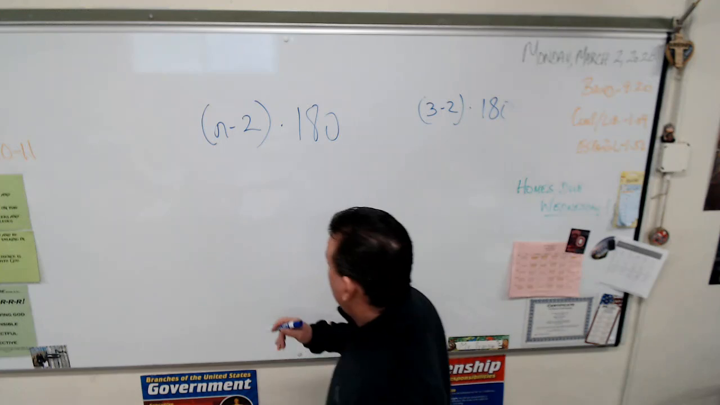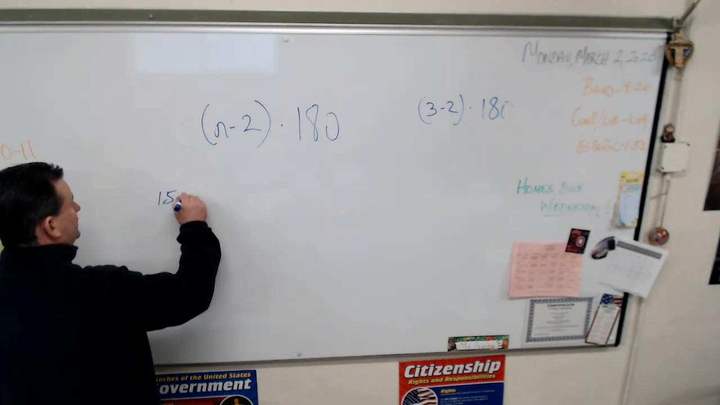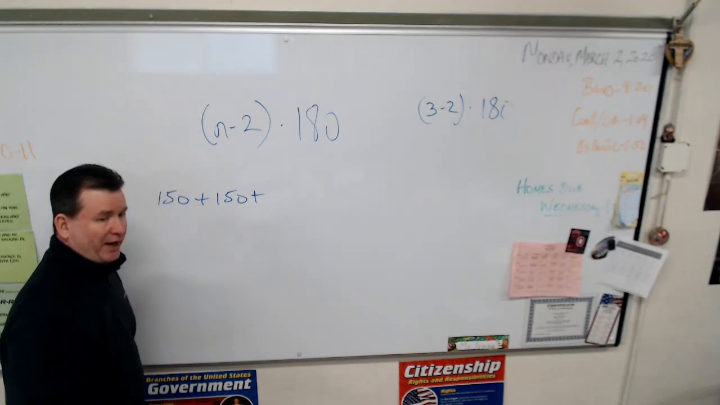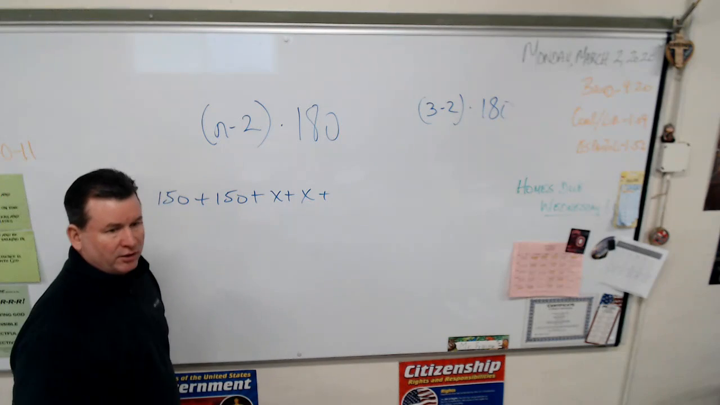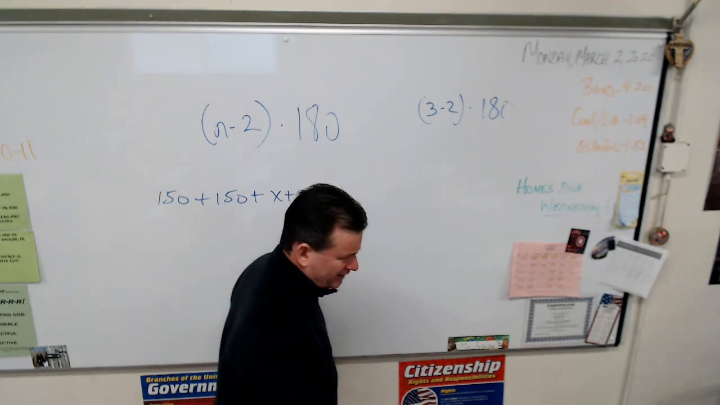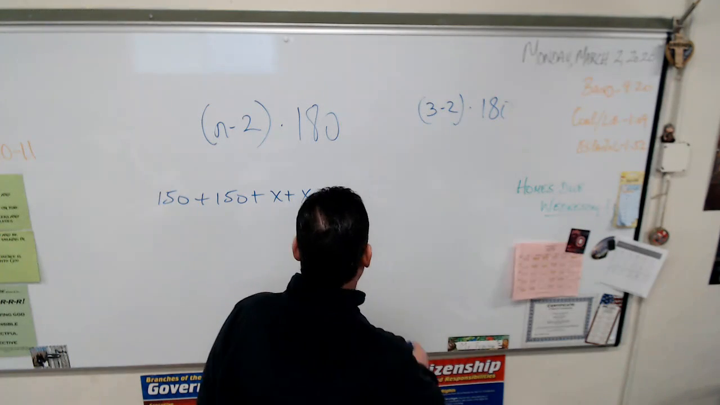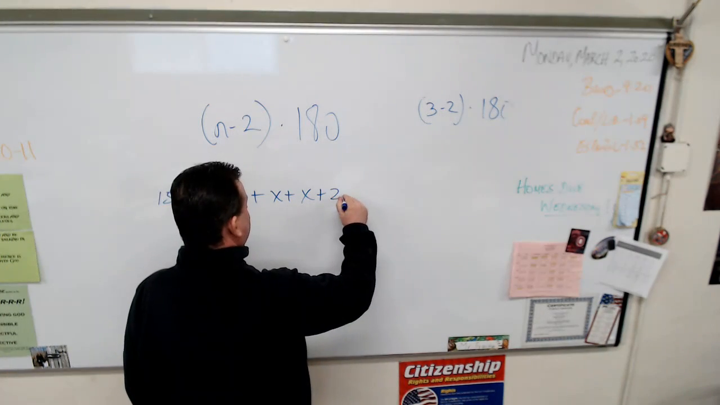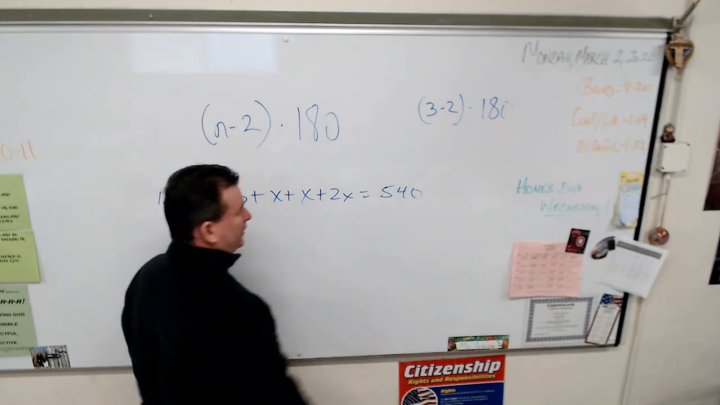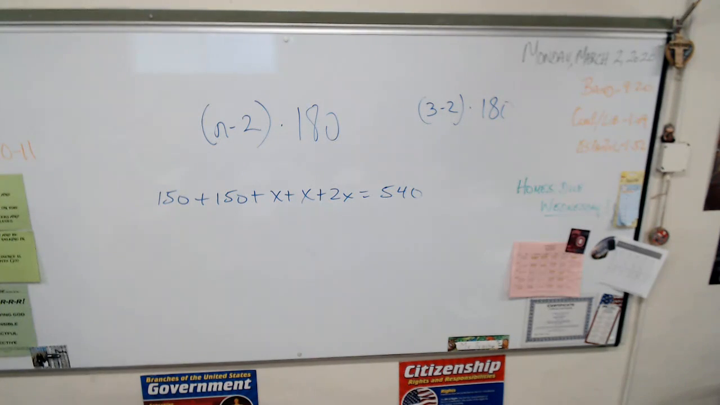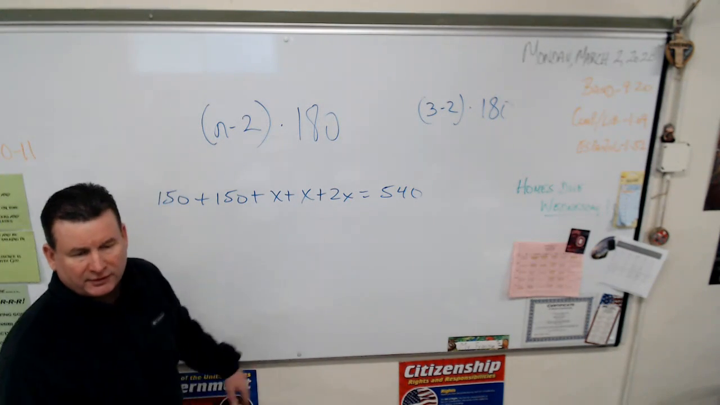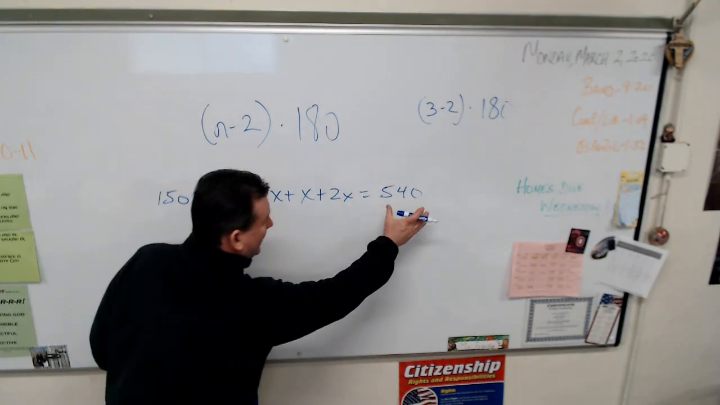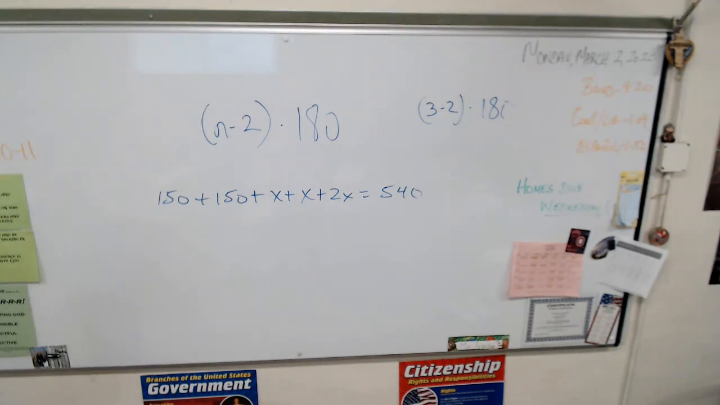What else do we know? We know 2 of the angles are 150. We know 2 of the angles are x. And the other one angle is 2x. And we know all that has to equal 540. So if you're not able to set this up yet, you better copy that. 1, 2, 3, 4, 5 angles within the pentagon. A pentagon has to have 540 as its total because 5 minus 2 is 3, and 3 times 180 is 540.